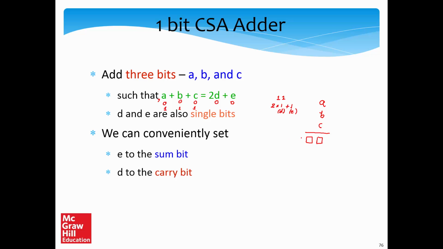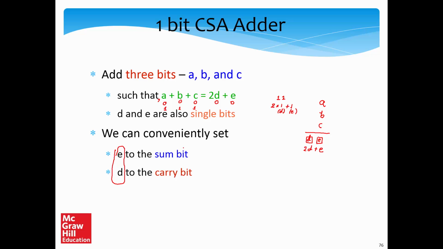Let's say we can conveniently set, in the 2-bit number, the left bit as the carry bit and the right bit as the sum bit. So you set this bit to D and this bit to E, then the value of this number would be equal to 2D plus E, which is exactly what we need. So what we see is that in the case of a 1-bit CSA adder, D and E can be computed as follows: D can be the carry bit, the more significant bit, and E can be the sum bit, which is the lesser significant bit in that sense.